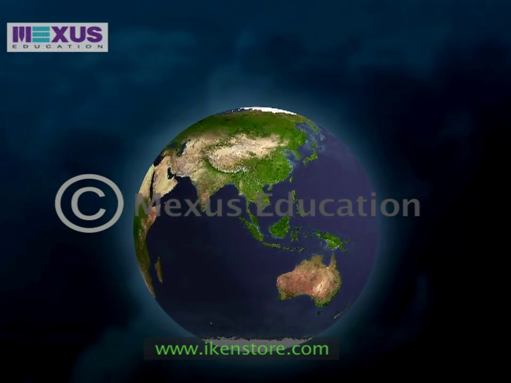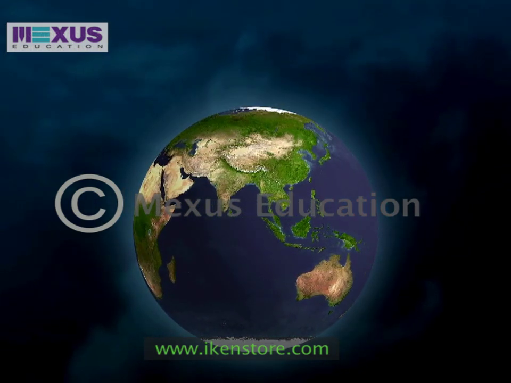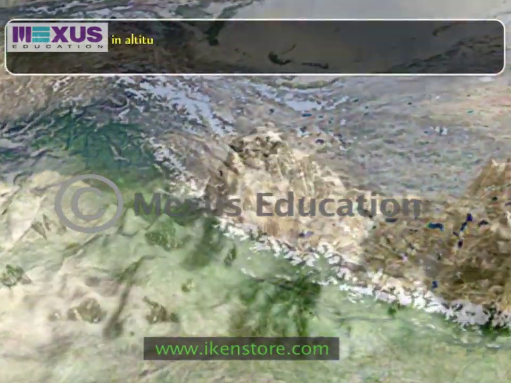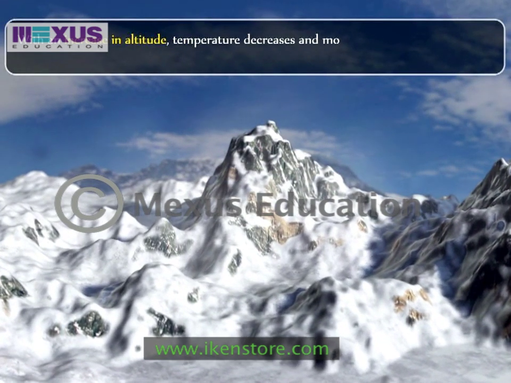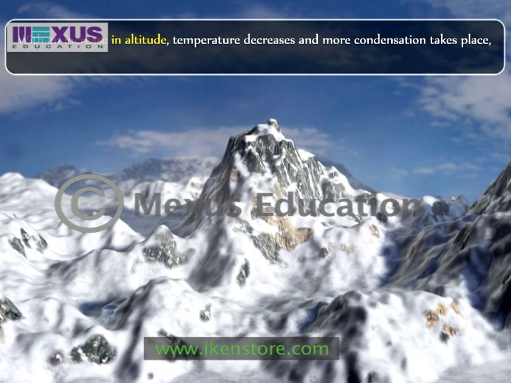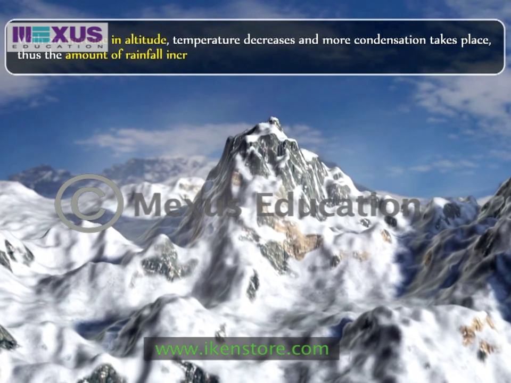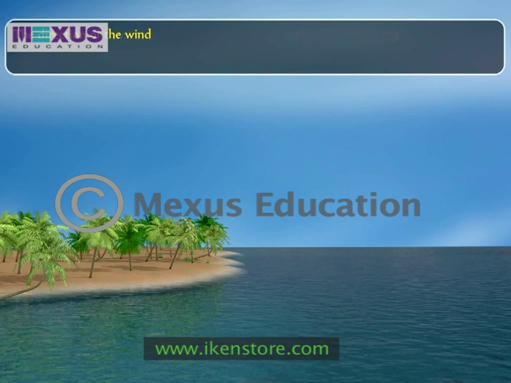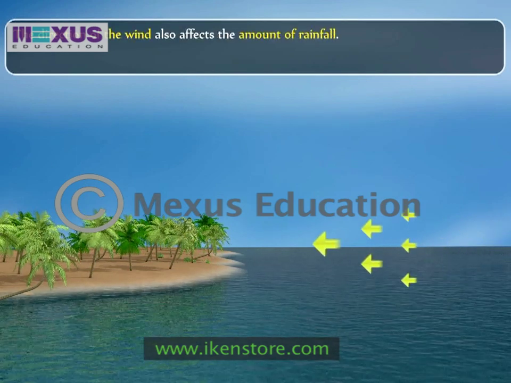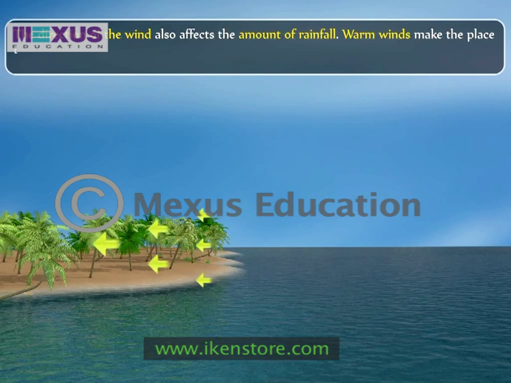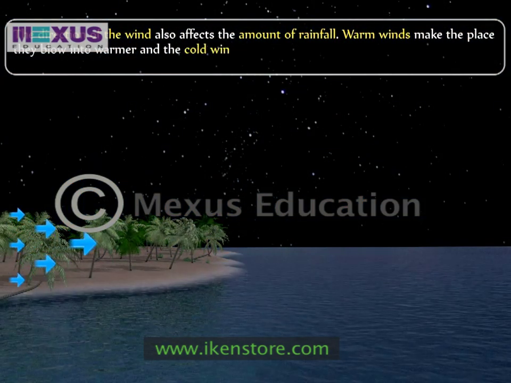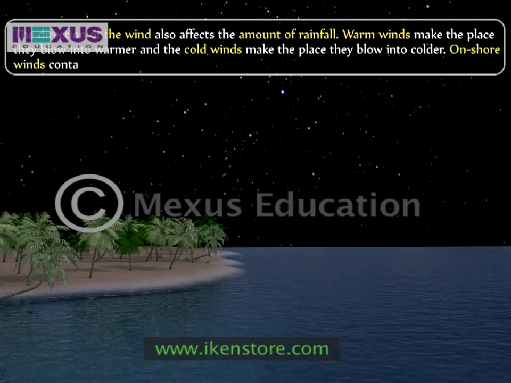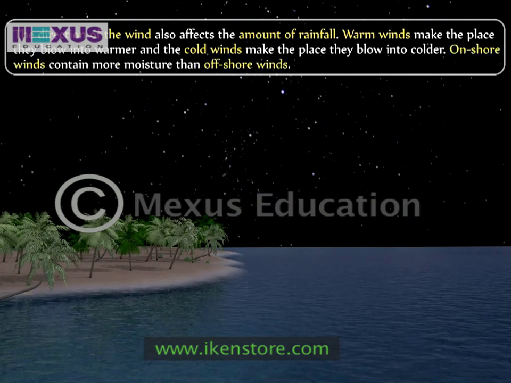The Earth's atmosphere is heated by the energy absorbed by the molecules of gases and other impurities. With an increase in altitude, temperature decreases and more condensation takes place. Thus, the amount of rainfall increases. The direction of the wind also affects the amount of rainfall. Warm winds make the place they blow into warmer, and the cold winds make the place they blow into colder. Onshore winds contain more moisture than offshore winds.